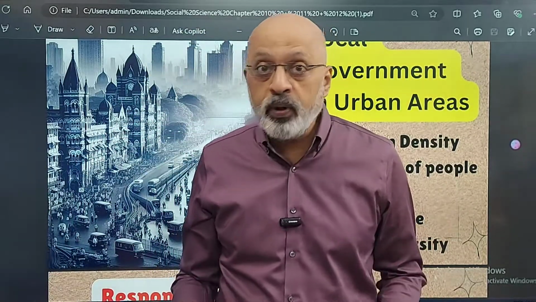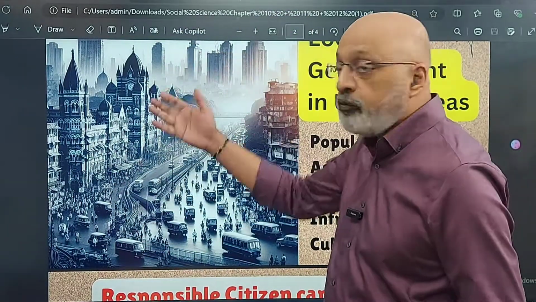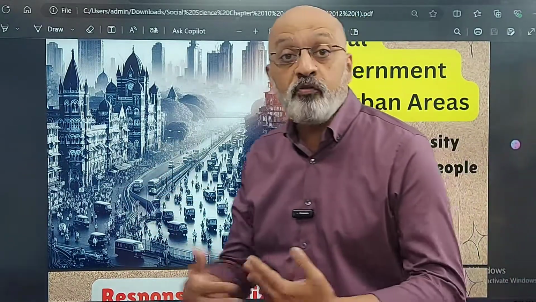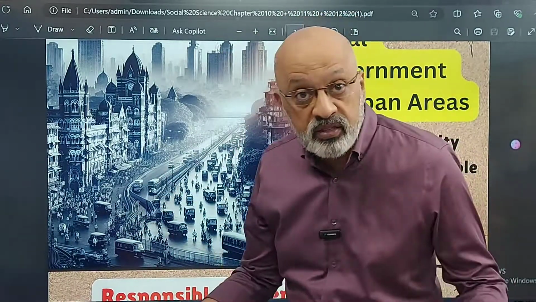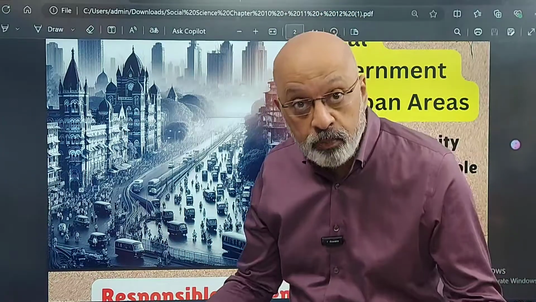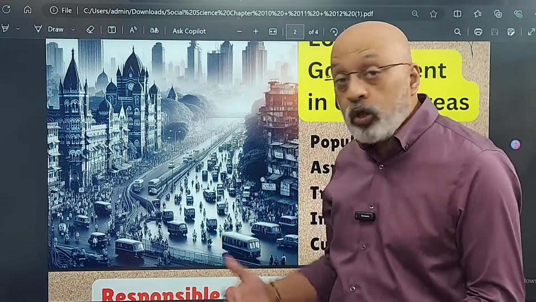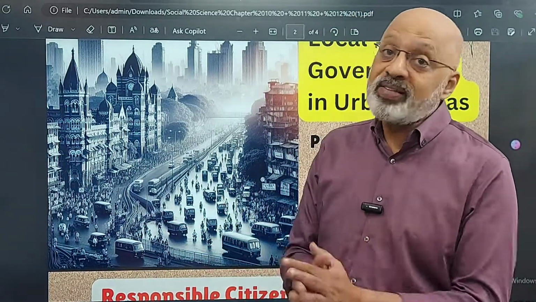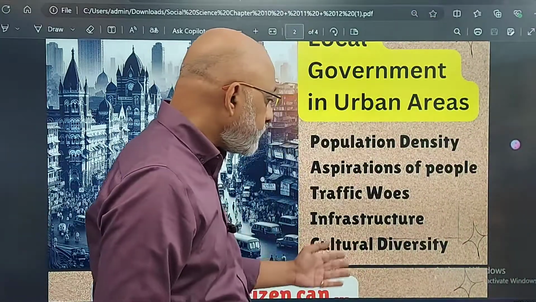If there are so many people, you need to construct these kind of buildings, office space. You need to have so many shops, markets, cinema theaters, a big railway station, a big airport, bus stand. So all that infrastructure, the roads, footpaths, all those things have to be created.